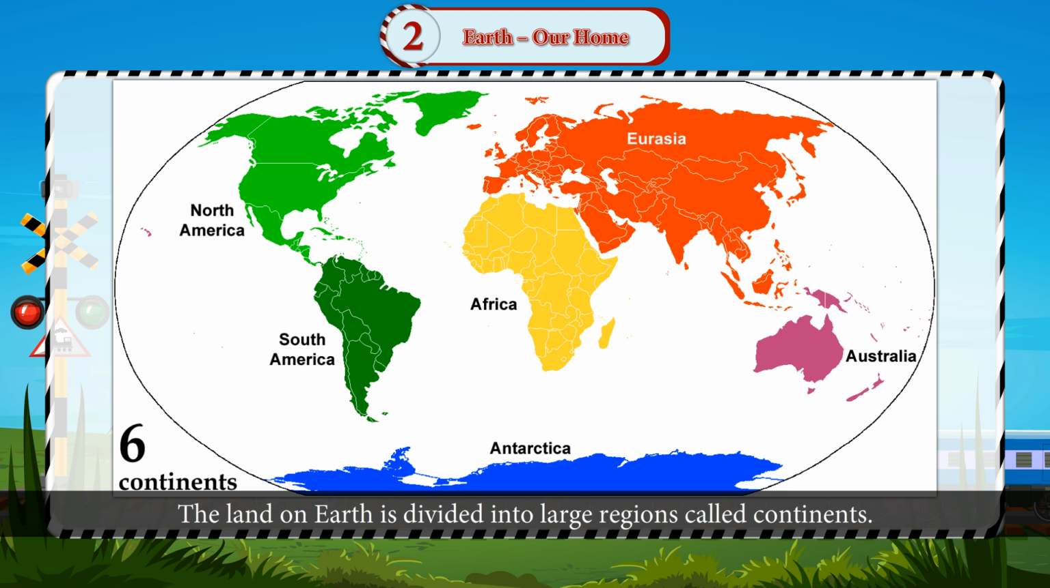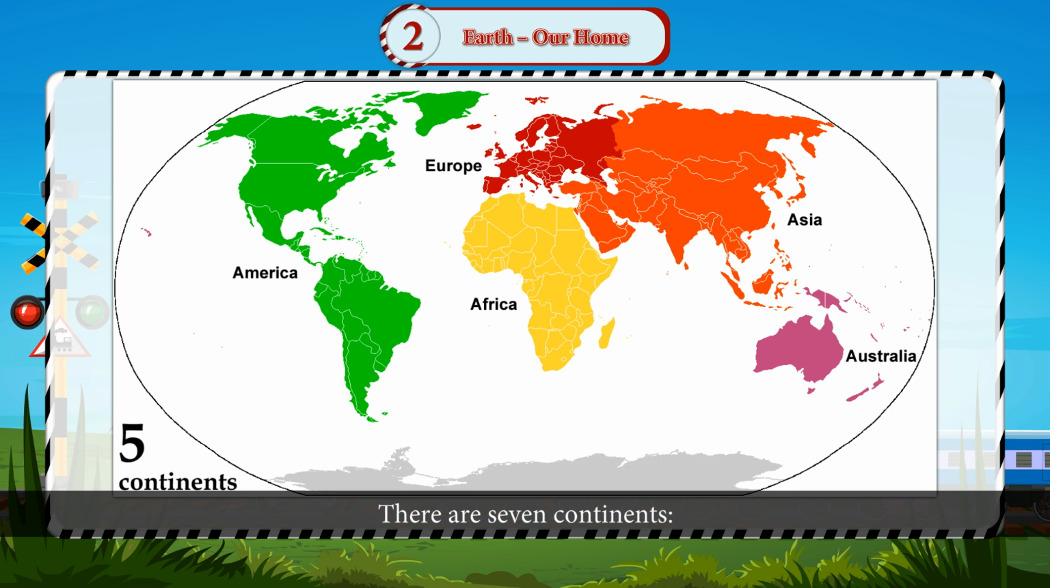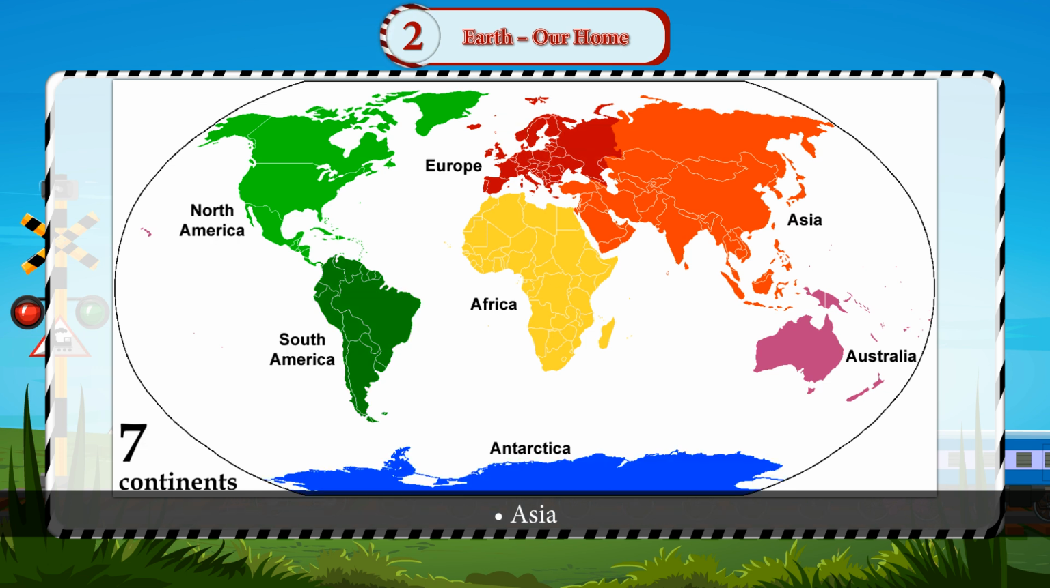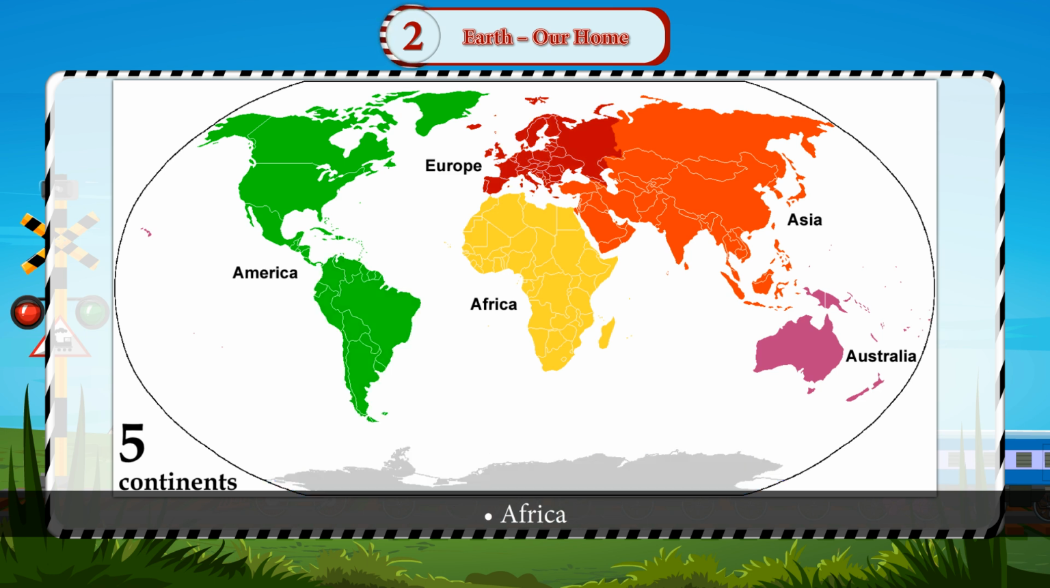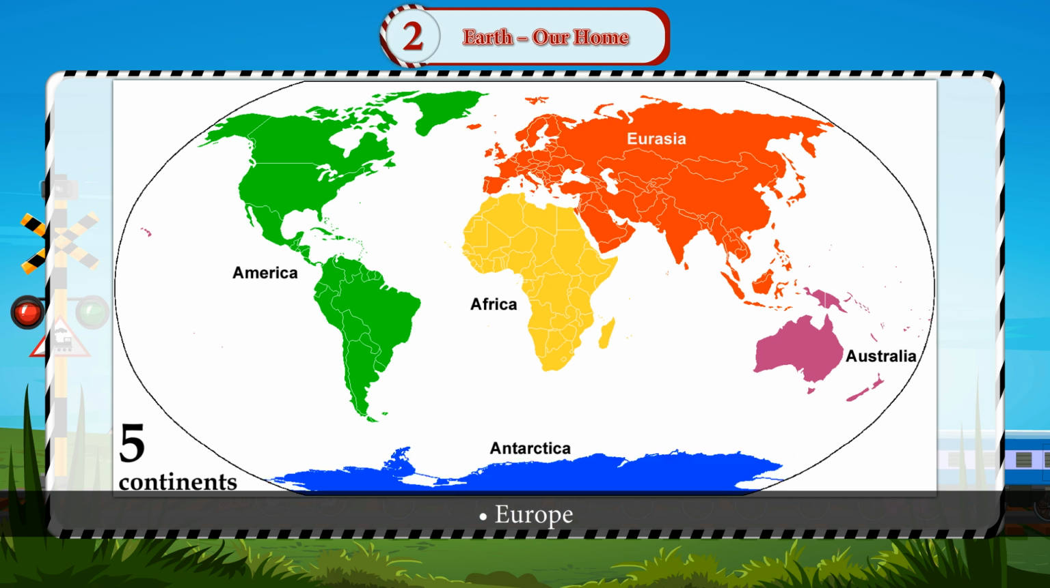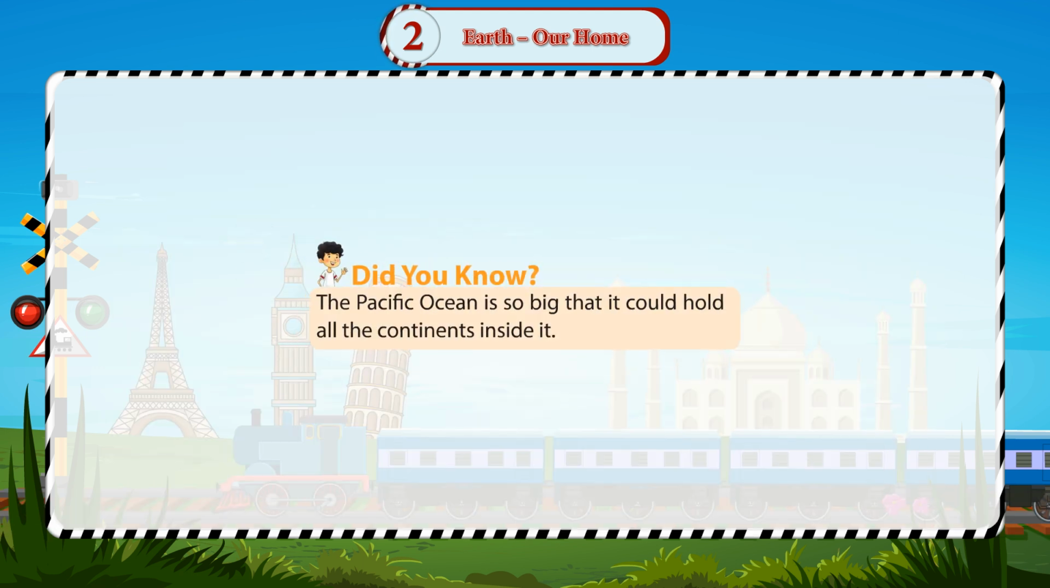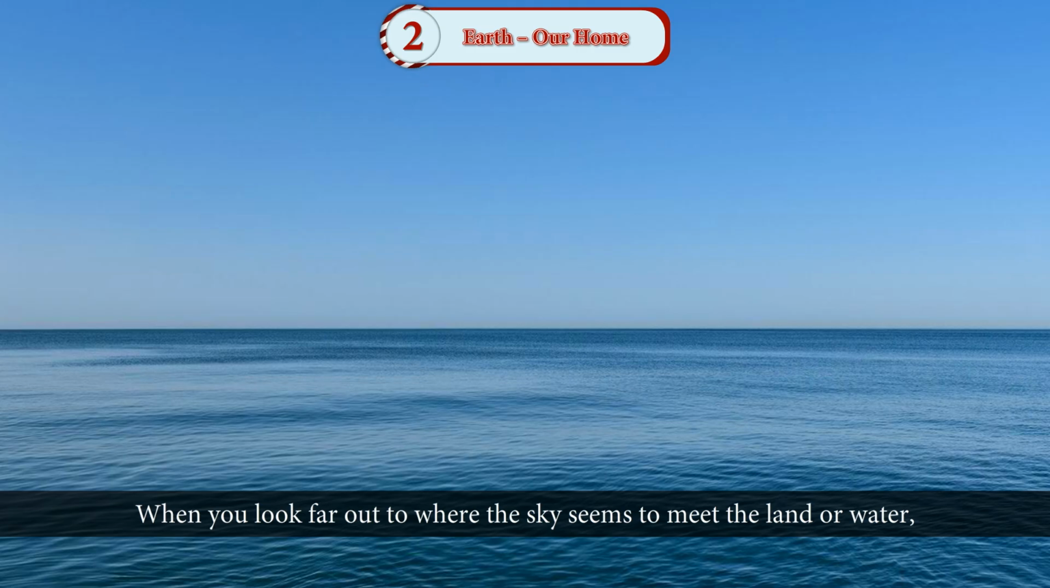The land on Earth is divided into large regions and continents. There are 7 continents: Asia, North America, Antarctica, Australia, Africa, South America, Europe. Did you know the Pacific Ocean is so big that it could hold all the continents inside it?